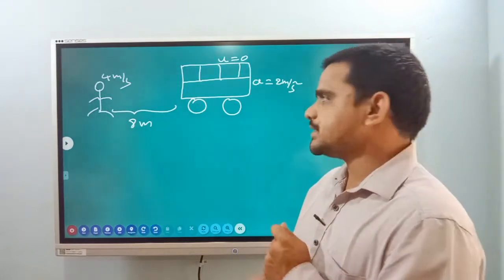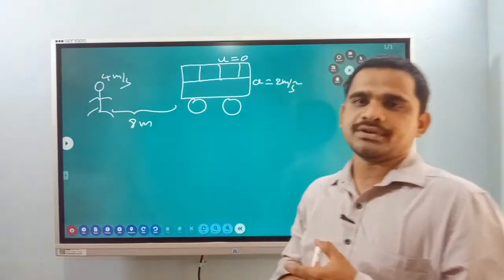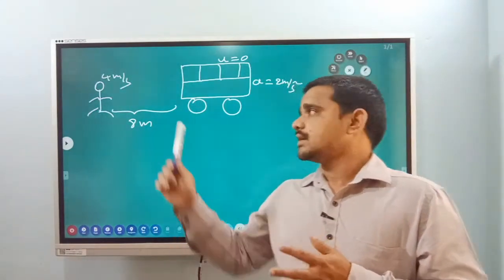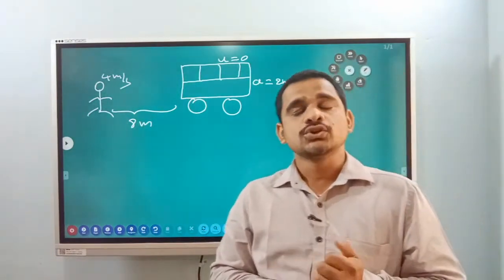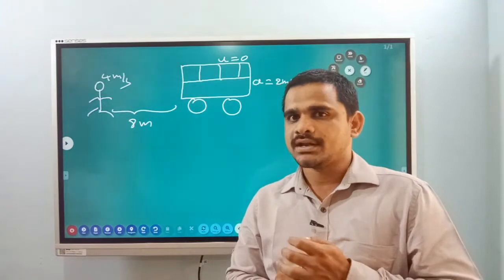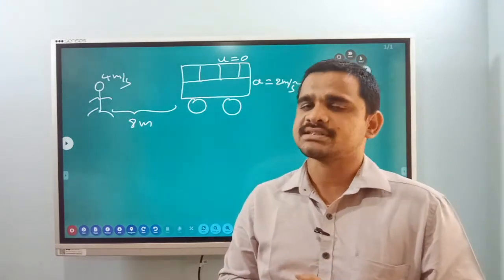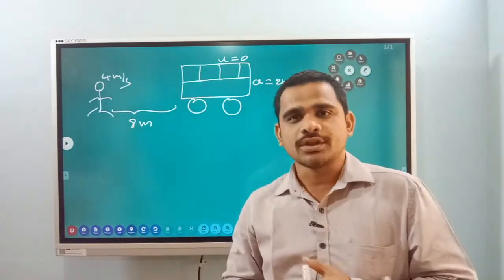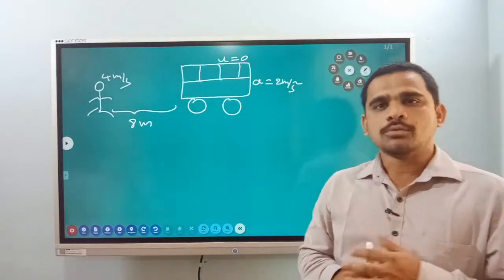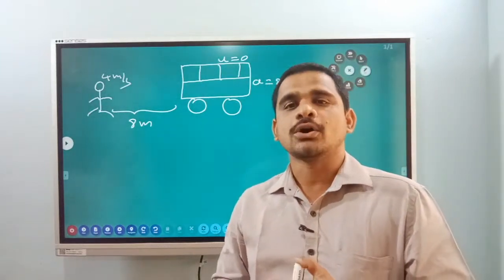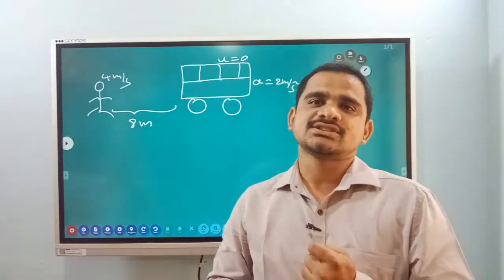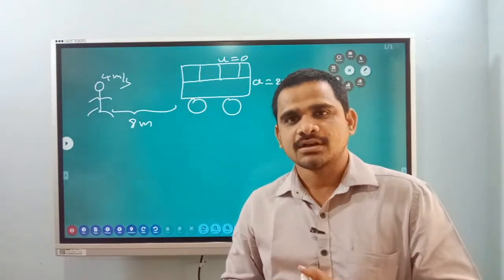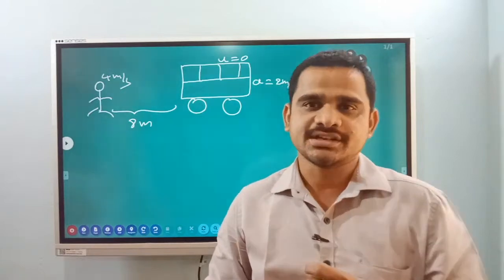One more time, listen carefully here. A bus starts moving. Starts means initial velocity 0. Acceleration is 2 meter per second square. And the boy, he wants to catch his school bus, so he started running. He can run at a speed of 4 meter per second. Let's consider, in 1 second, he can travel 4 meters, right? And the distance between the boy and the bus is 8 meters. After how much time can he catch the bus? That's the question here.